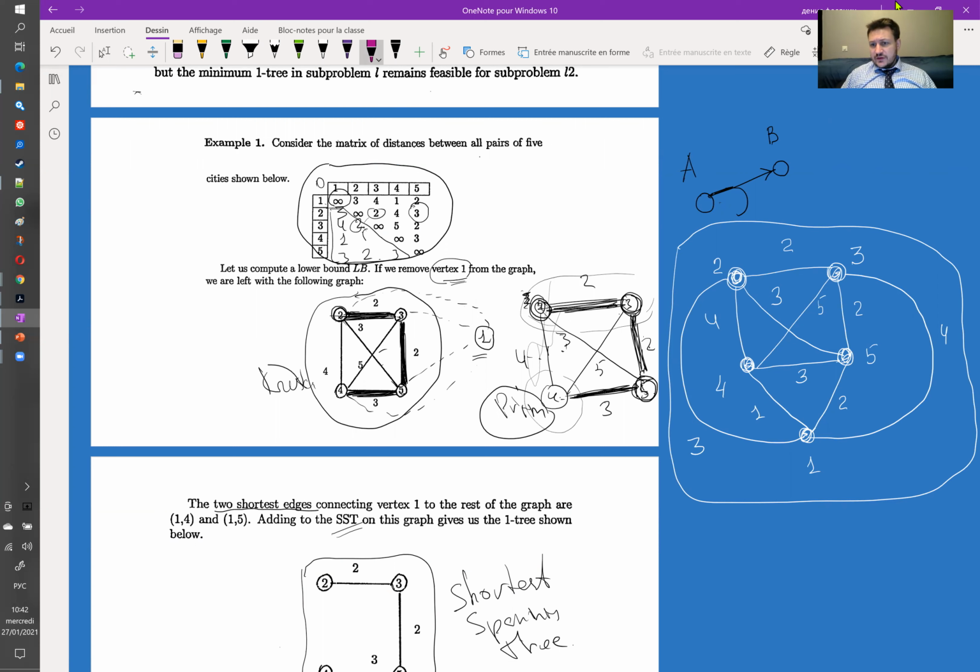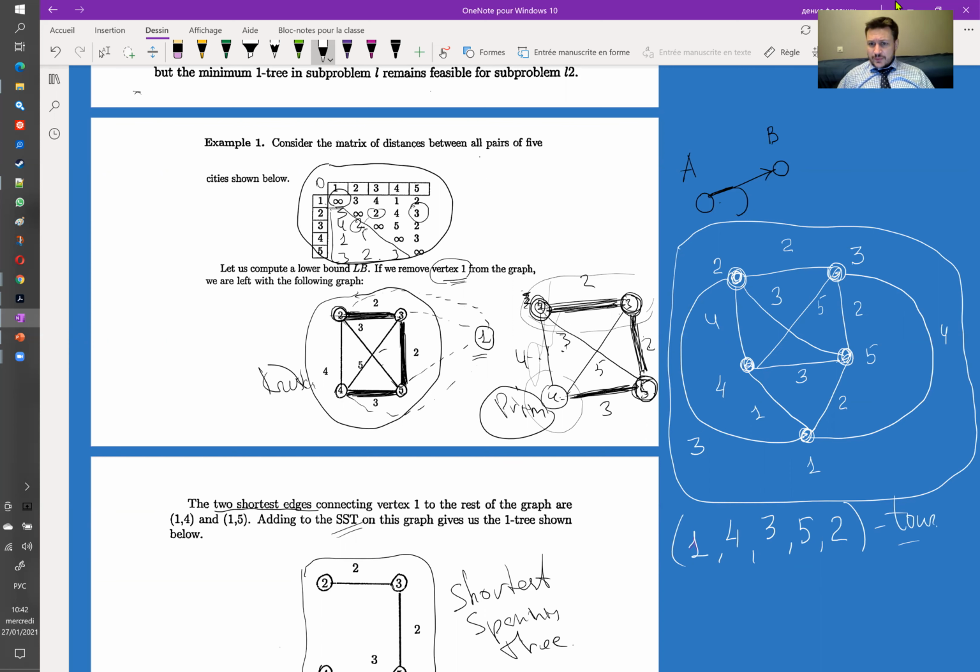Maybe we want to visit first the city number 1, then the city number 4, then the city number 3, then 5, then 2, and back to 1. It doesn't matter which city is the beginning of our tour, because we visit every city, so we can start with any city, and the solution doesn't change. So this is our tour, but maybe it's not the best one.